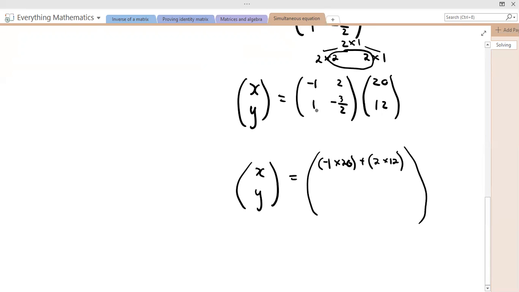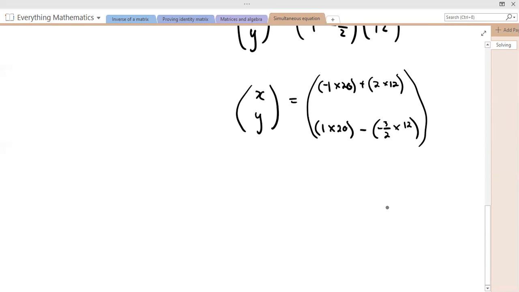And at the bottom, we have row by column, remember. So 1 times 20, but positive now, 1 times 20 plus negative 3/2, that's a 3/2, negative 3/2 times 12. Good. And once I do that now, I have my solutions for x and y.